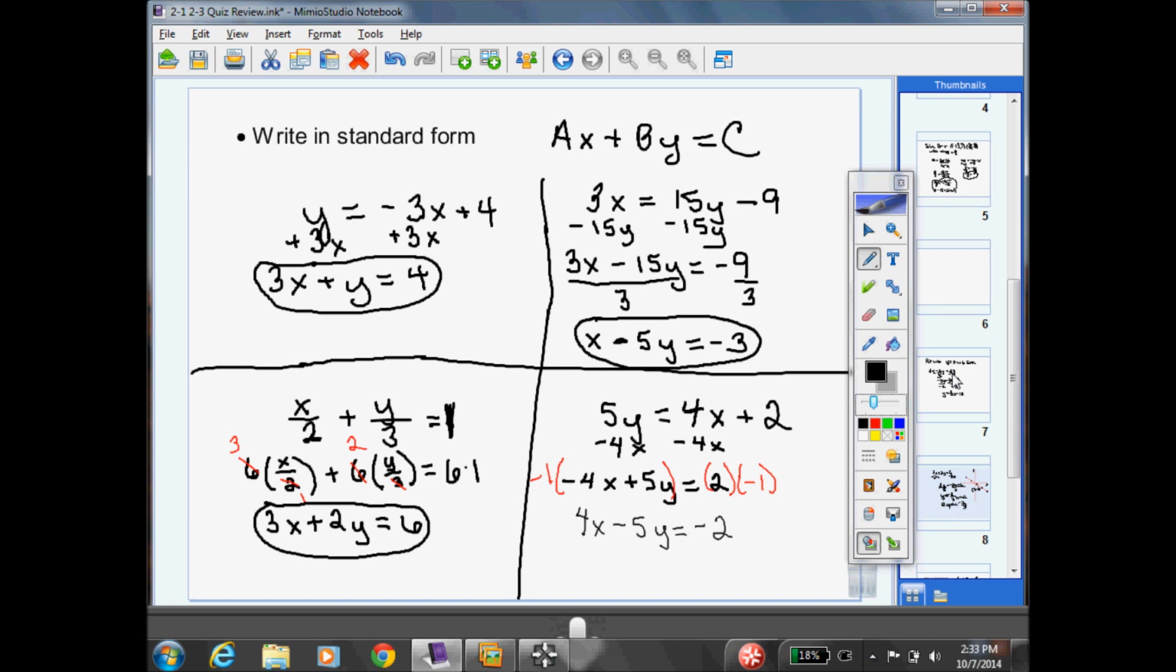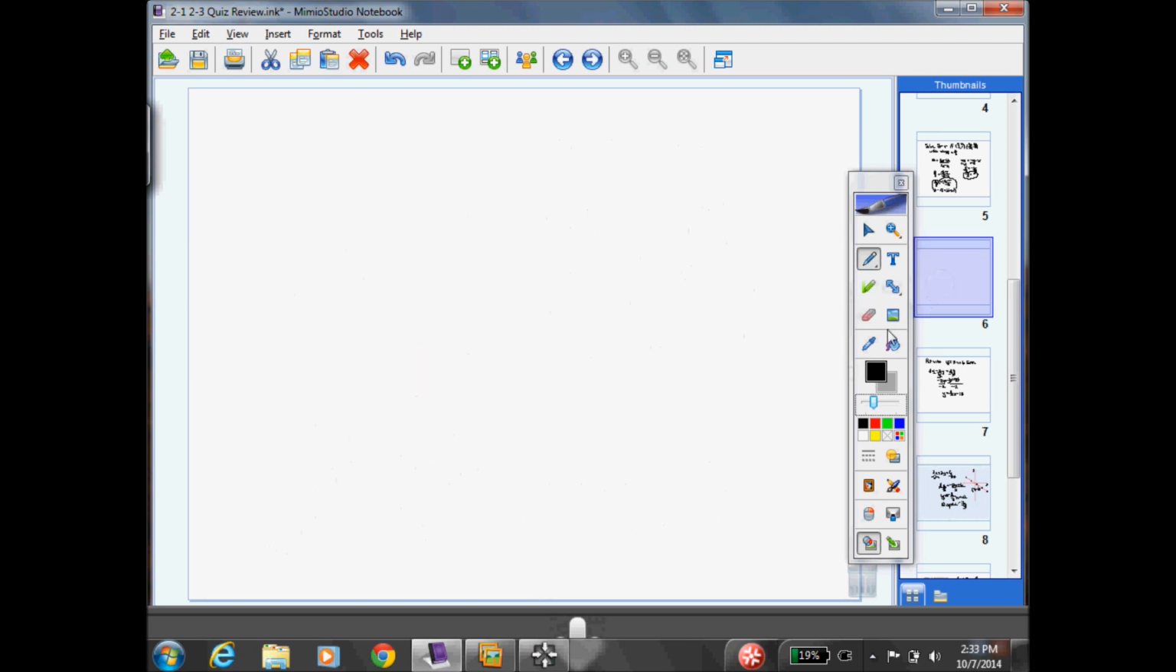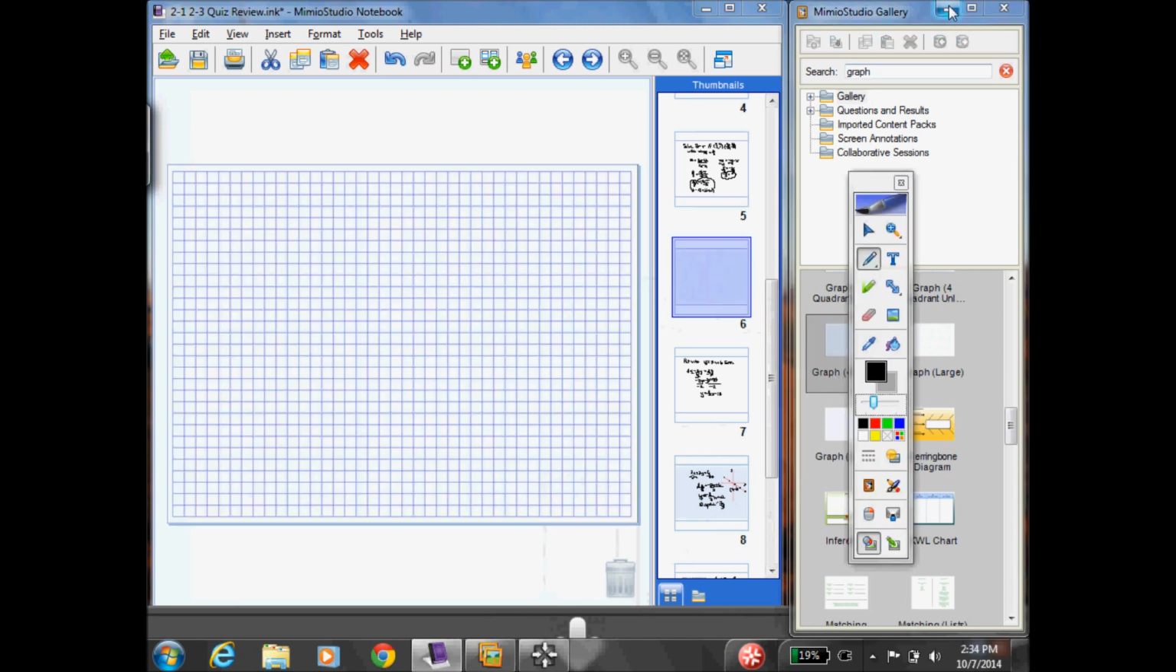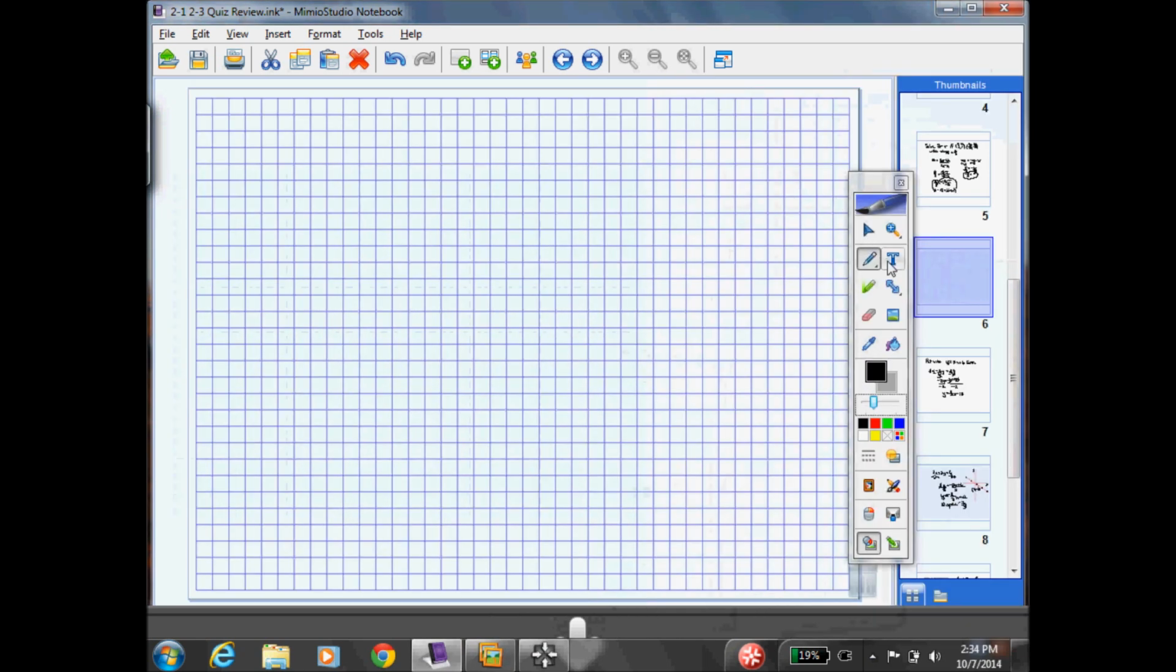So that's a good thing to just remember from your notes: anything that's an f of x or whatever can be replaced by a y. All right, let's get a new one. I want to get a graph up here. There it comes. All right, and we're going to do a graph.